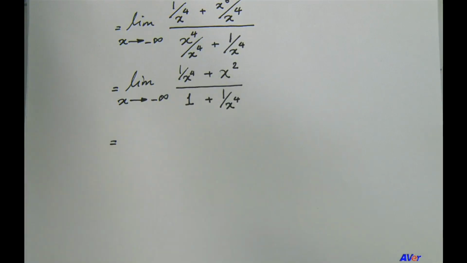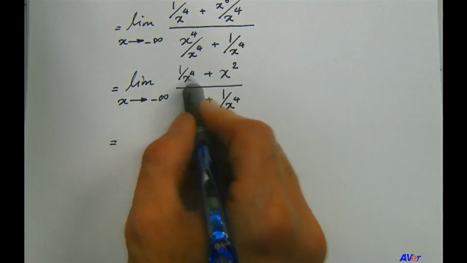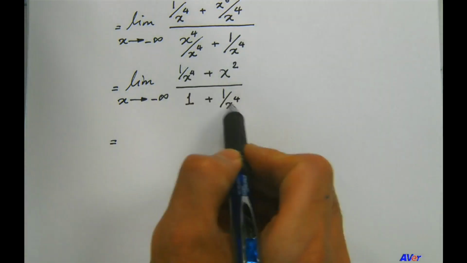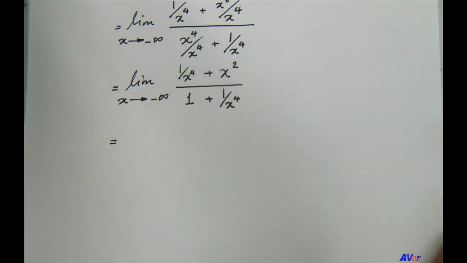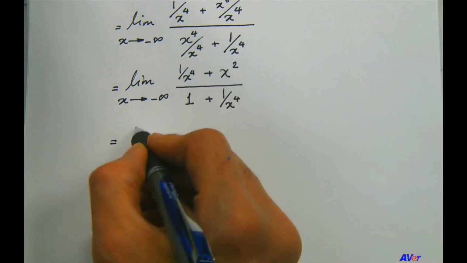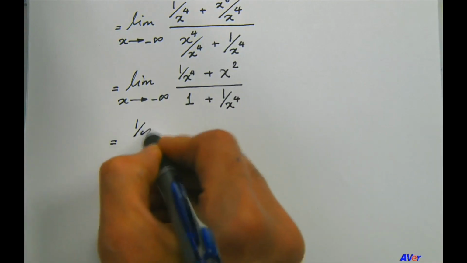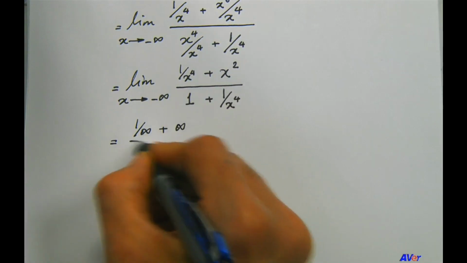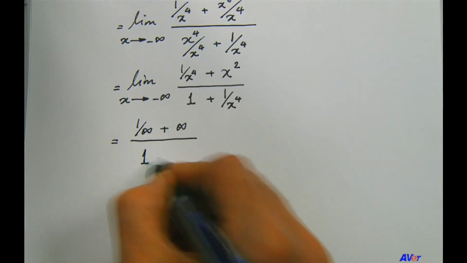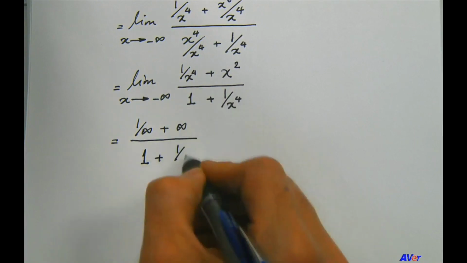Okay, can we simplify the whole thing anymore? No. So what do we do next? Do you remember? We apply the limit. So just substitute negative infinity for x. All three of these powers are even, so it's just going to be infinity. So we have 1 over infinity plus infinity squared. Negative infinity squared is just infinity, right? So infinity divided by 1 plus 1 over infinity.